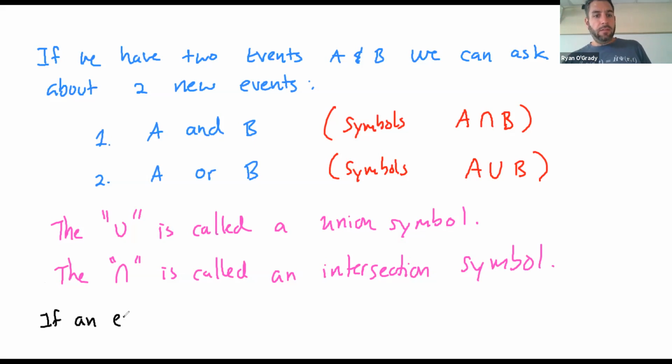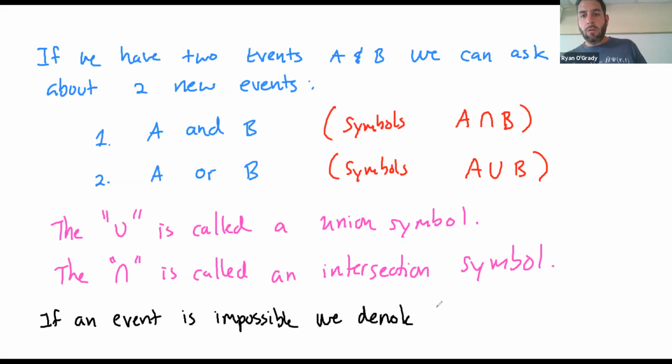So if an event is impossible, we denote it by this symbol, which you probably have never seen before. If any of you have seen this before, maybe you may have heard it. I don't care if you have or haven't. I'm telling you this for your own benefit. So there's a name for this in math. This is called the empty set.